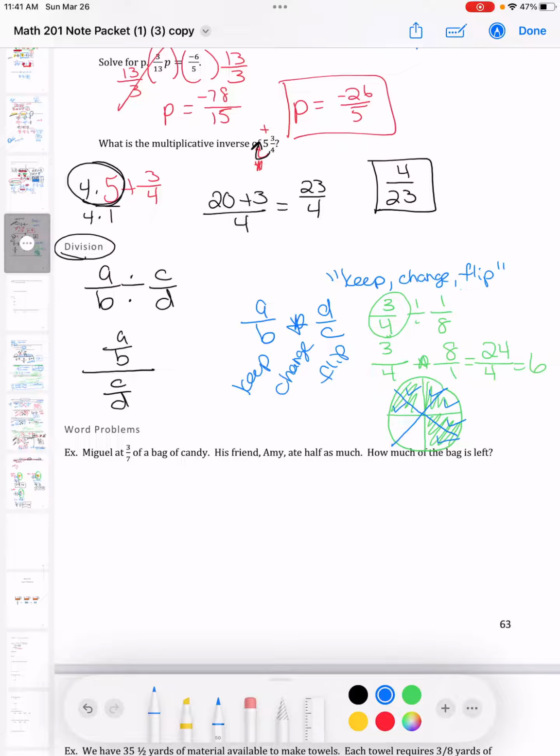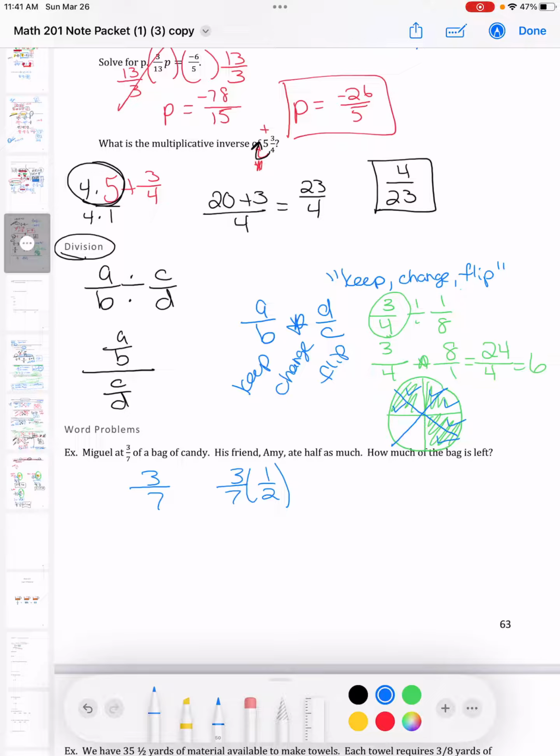So Miguel ate 3/7. Amy ate half of 3/7. Now the problem that we have like this in my math lab has 3 people. So the next person would eat half of Amy, so it would be 3/7 times a half. We would keep multiplying by what we had previously. So we have Miguel, Amy, and the next person, we just tack on another 1/2 here.